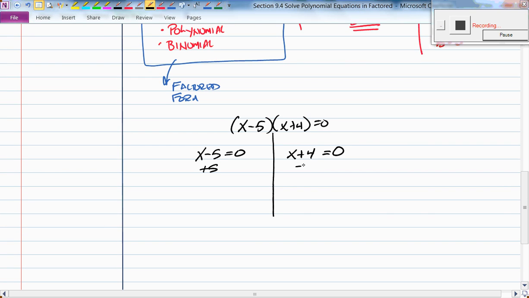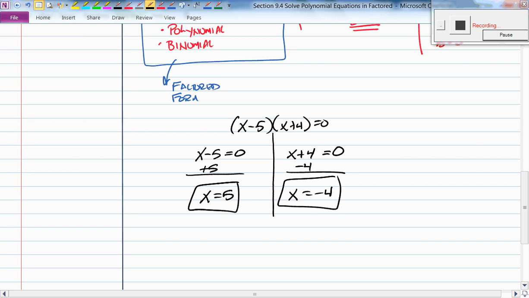Add 5, subtract 4. So x either has to be 5 or x has to be negative 4. And those are my two answers, 5 or negative 4. And I'll prove it to you. I'll check it right now.